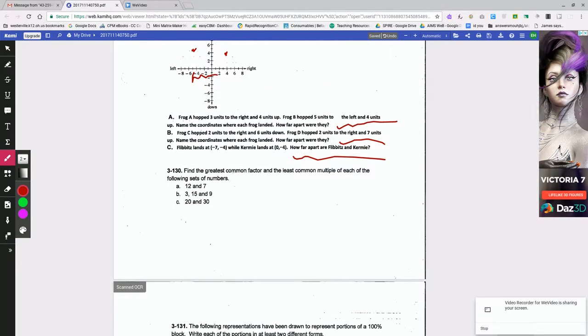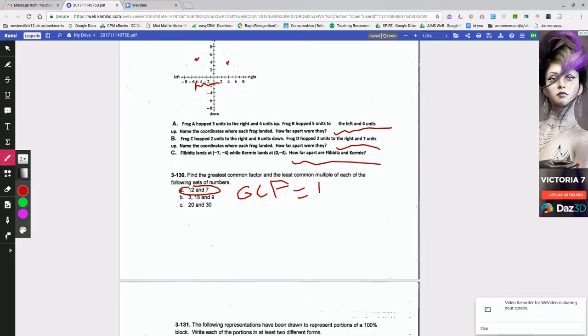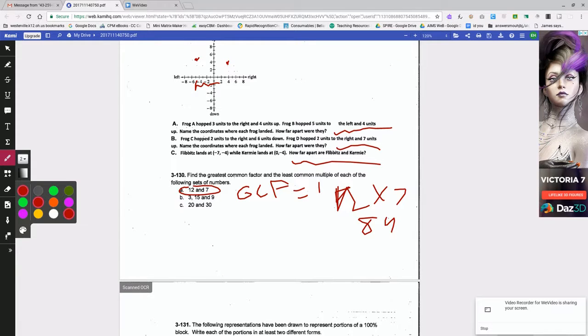3-130, find the greatest common factor. The number that they can make that's most in common. Now right here for A, those are both integers, so just to save you some time if you're struggling with that one, the greatest common factor is 1 because they're both prime numbers. I might have said integers here. It's early, apologize. And then since they're both prime numbers, you'd have to multiply 12 times 7, and you would get 84, and that would be their least common multiple because that's the only time they would meet.